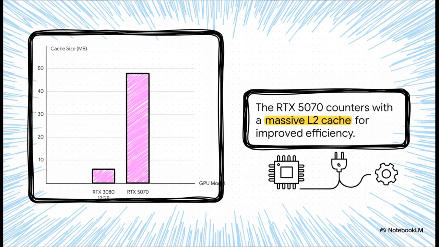But the 5070 has a really clever trick up its sleeve, a gigantic L2 cache. Think of cache as this super fast memory right on the chip itself. At 48 megabytes, the 5070's cache is 8 times bigger than the 3080's. It's like having a huge, high-speed workbench right next to the cores, so it doesn't need to use that main data highway nearly as much. It's another win for smart, efficient design.